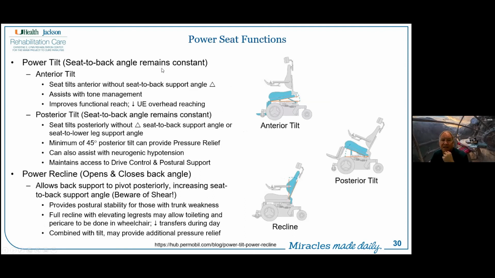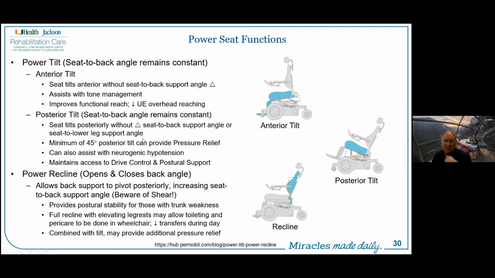So the seat to back angle in a tilt, a power tilt system, remains constant. So this angle doesn't change, whether you're going anteriorly or posteriorly. This seat to back angle remains the same. The anterior tilt allows for tone management and can improve functional reach and reduce upper extremity overhead reaching.